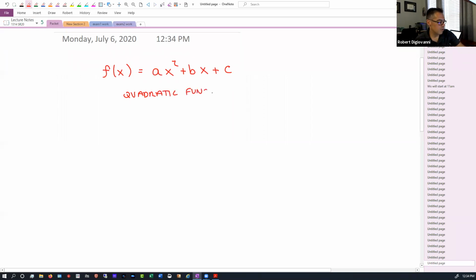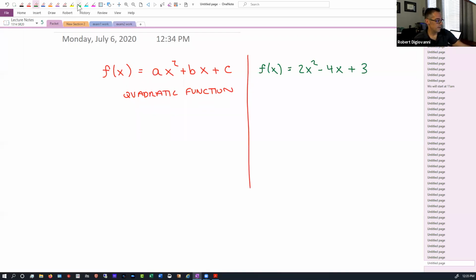Not a quadratic equation. The equation was when we had a quadratic equal to 0. This is just a quadratic function. So I'll give you a specific example, like if we did something like 2x squared minus 4x plus 3. That would be an example of a quadratic function. It has the variable x and squared, and that's what makes it quadratic. But again, it's not an equation, it's a function.